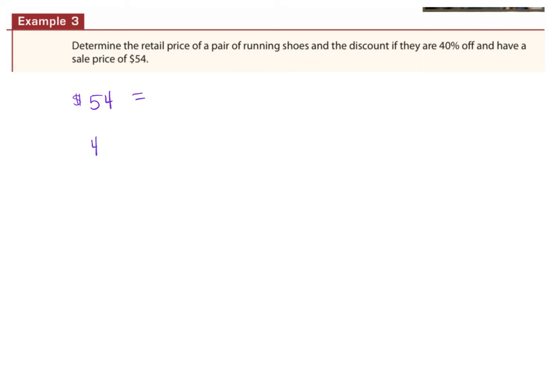40%. 40% of what? The retail, right? So we know they paid for it. Now, how do I find the sale price? I take the original retail amount, and what do I do to it? I subtract out the discount amount, right? Yes? Do I know the retail or the discount amount? I know the percentage, right?